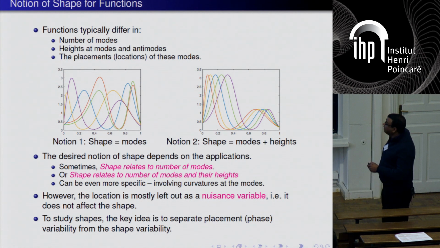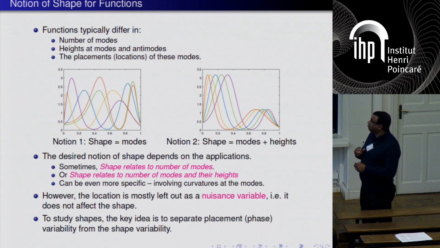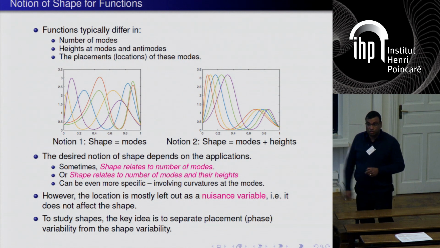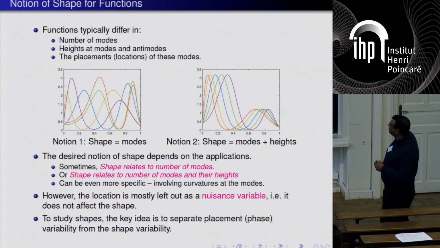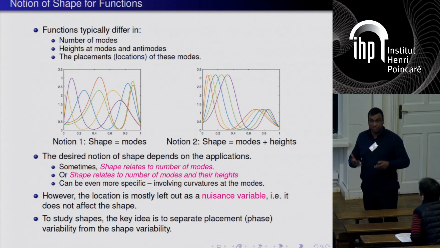So in this plot, all the functions are bimodal. They have different heights and different locations, but we call them the same shape, because here my notion of shape is just the number of modes. But here, I include modes plus heights. Because the heights have to be kept constant, the modes are constant, the heights are constant, and the only thing changing is the location of the modes. So in this context, we call these curves as having the same shape class.